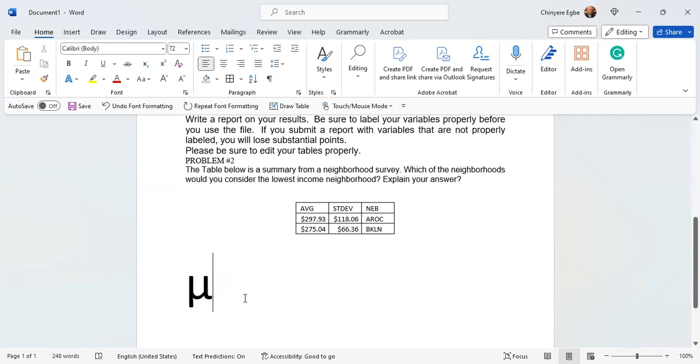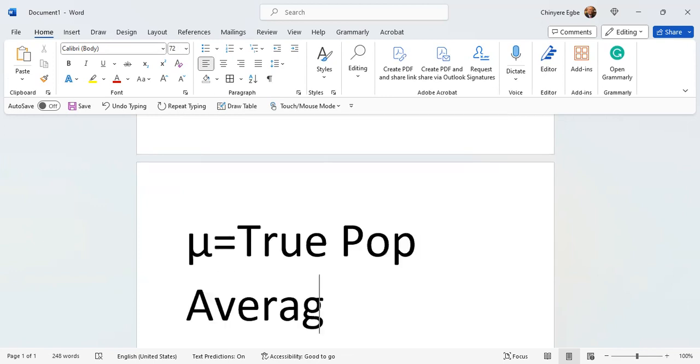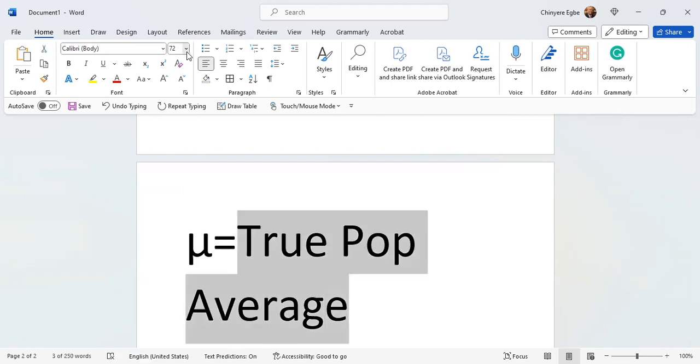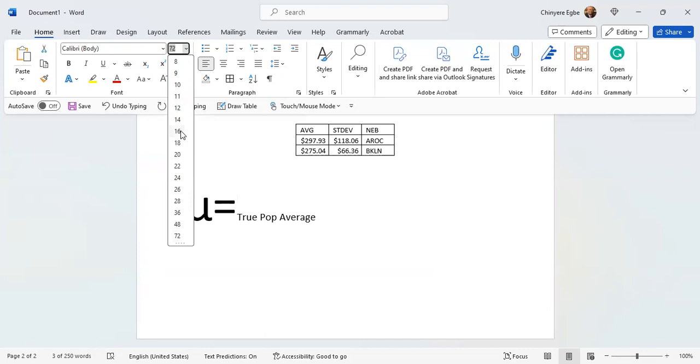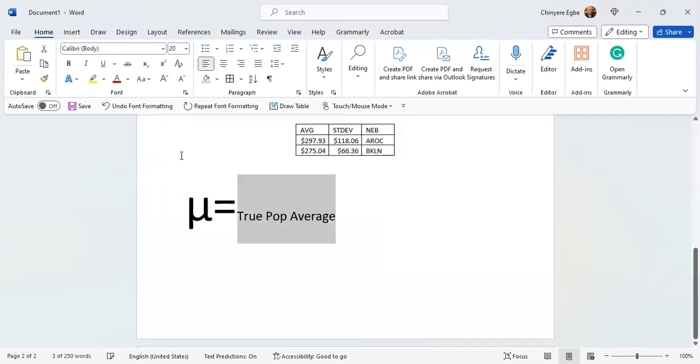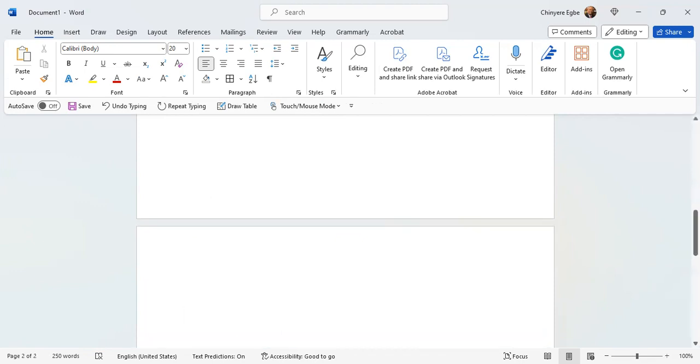The true population average is mu. That's what we'll call it. So mu is equal to the true population average. We don't know what this true population average is, but we're going to use the sample mean X bar.